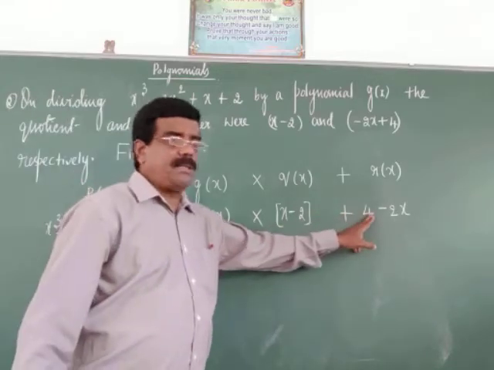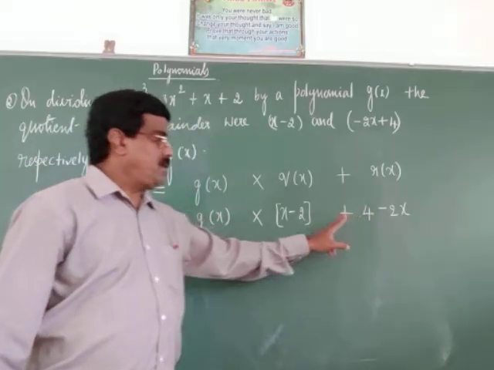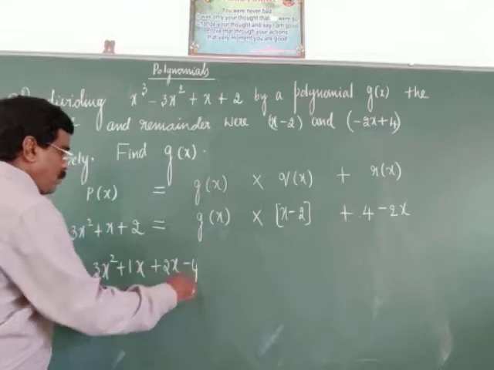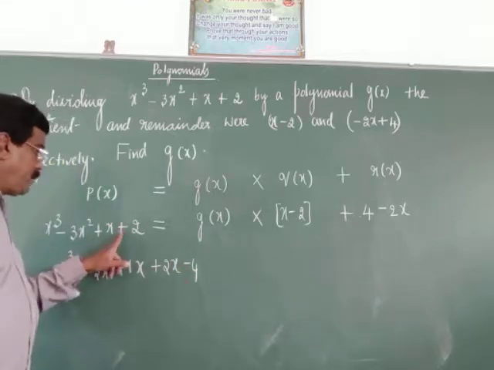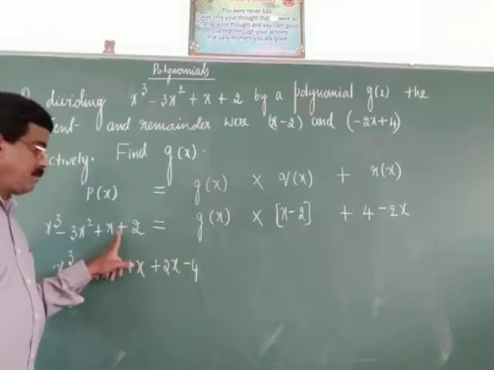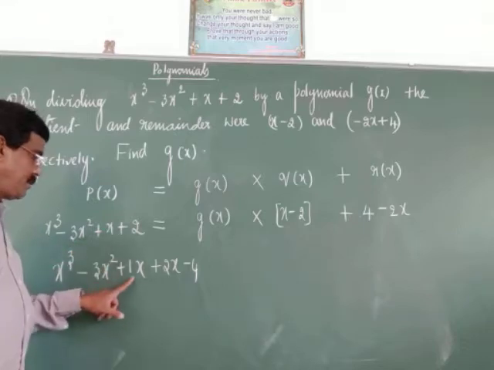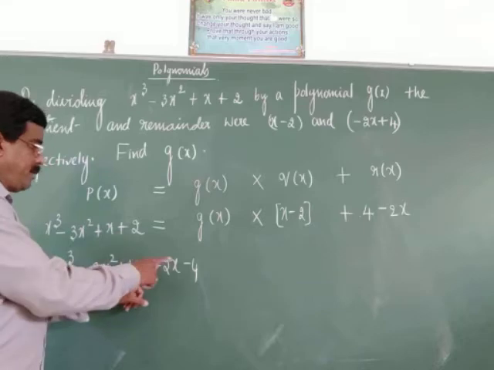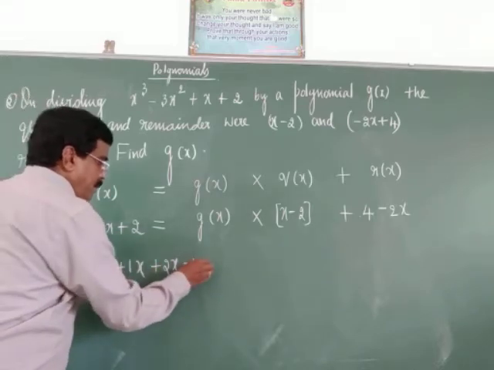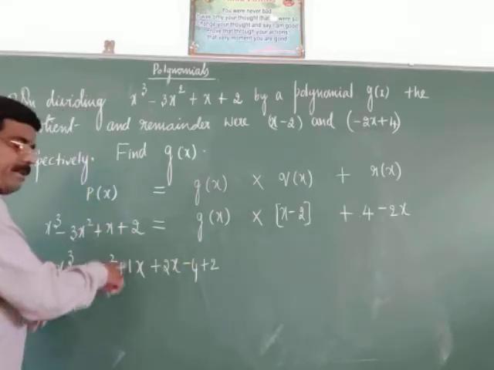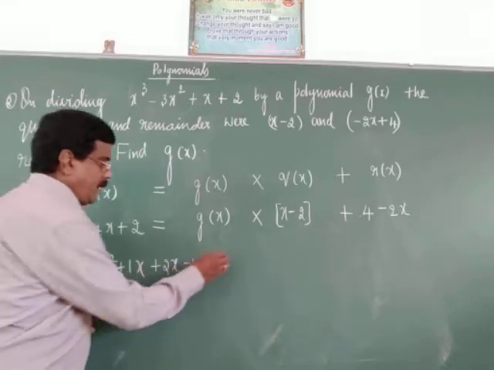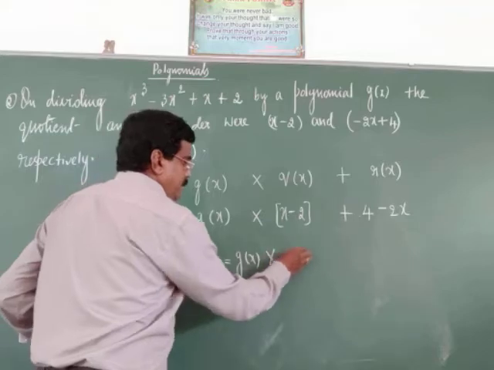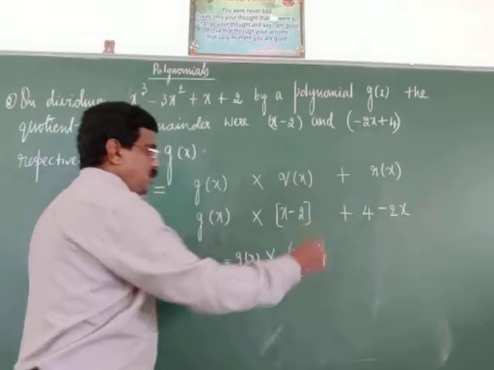And plus 4 is there. Plus 4 again we have to transpose to the left hand side. It becomes minus 4. Don't forget this plus 2, children, because we have written plus x as plus 1x. That 1x plus 2x is 3x... 4 minus 2 is transposed, it becomes 2x minus 4. Plus 2 is there. Keep the plus 2 as it is. Don't change this sign because we are keeping it on the left hand side only. Then equals. Let us write g of x as it is into x minus 2.